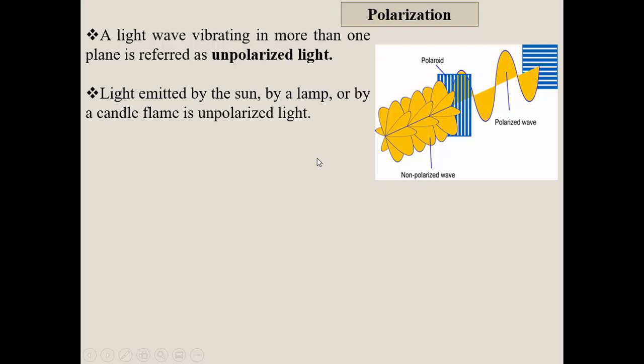As far as polarization is concerned, a light wave vibrating in more than one plane is referred to as unpolarized light, and the light emitted by the sun, a lamp or a candle flame is unpolarized. So please keep that in mind. So this is the non-polarized component of the light, and say this is a polaroid, and this polaroid is converting unpolarized light into the polarized form.